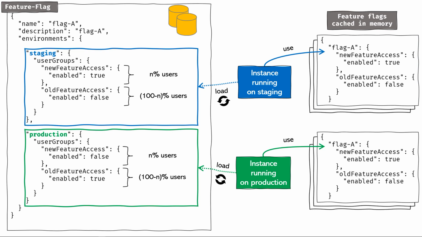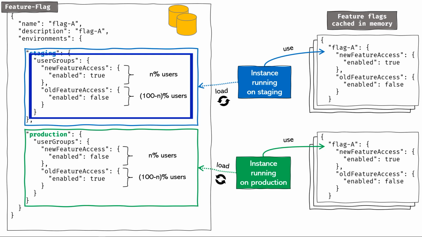Note that our database structure has additional information about the flags. Here, description allows us to know for what purpose the flag is being used. It's important to have some level of documentation about the flags to improve maintainability. We have information about each environment as well. The application can be running on staging or on production, for instance.